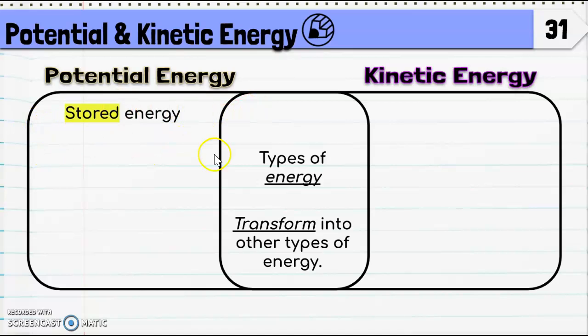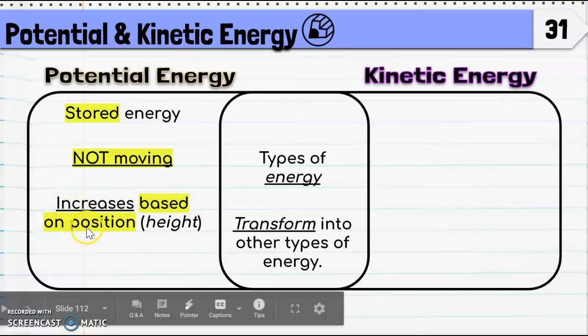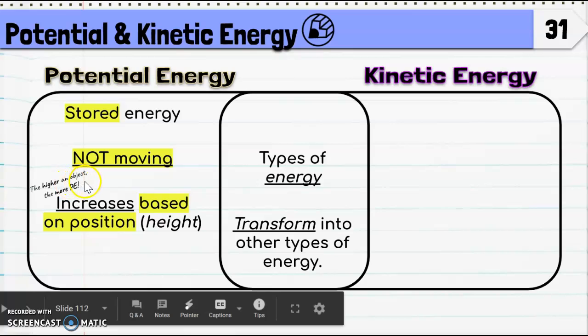Potential energy is stored energy. The object is not moving. Potential energy increases based on position, so based on the height. So the higher an object is, the more potential energy it has.